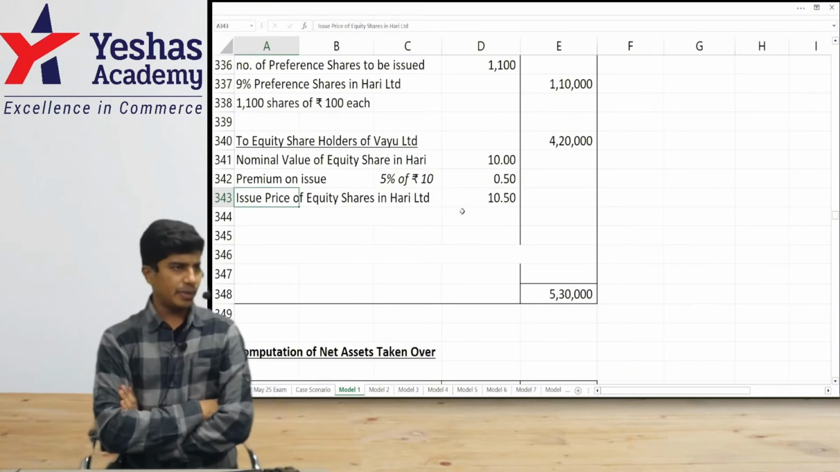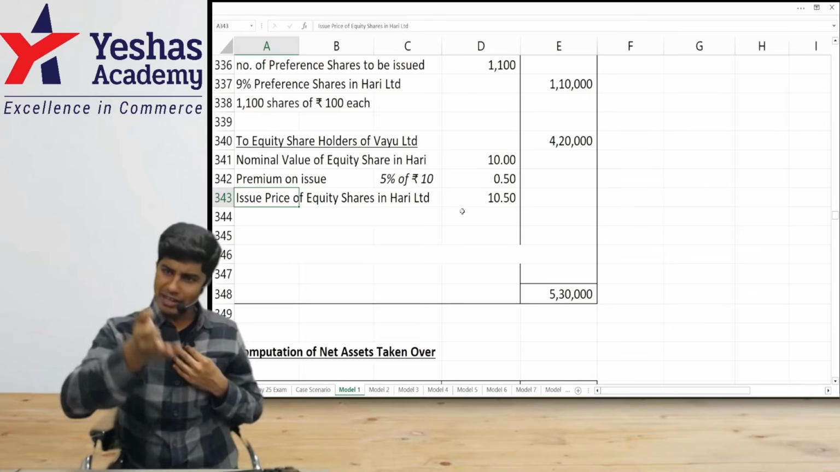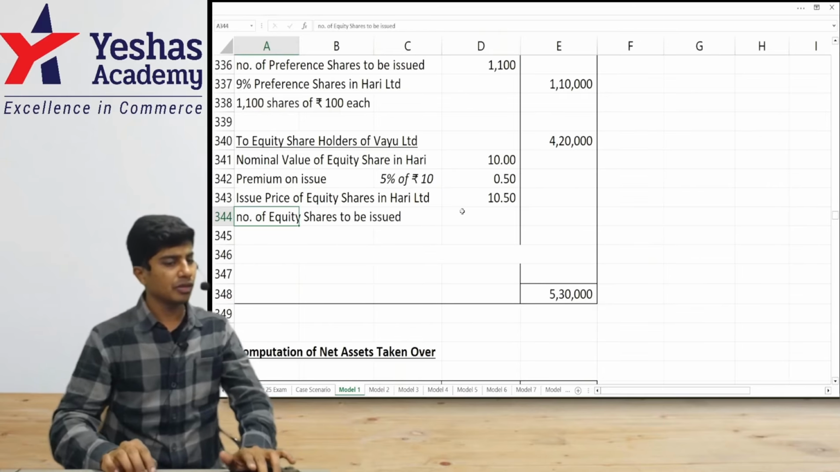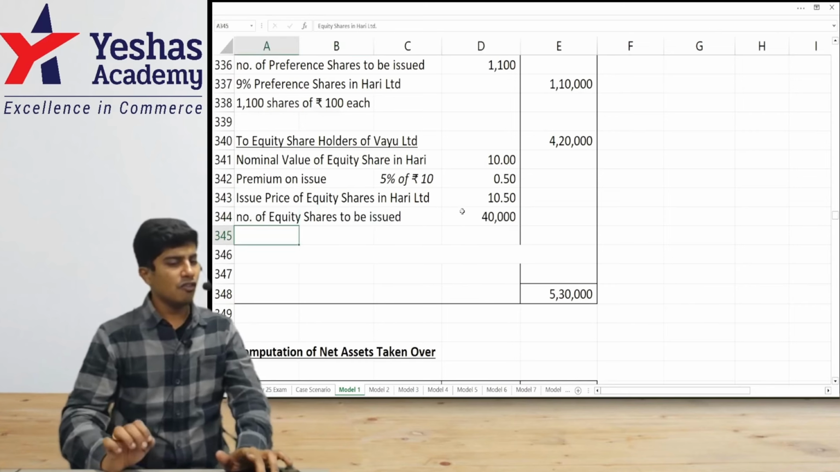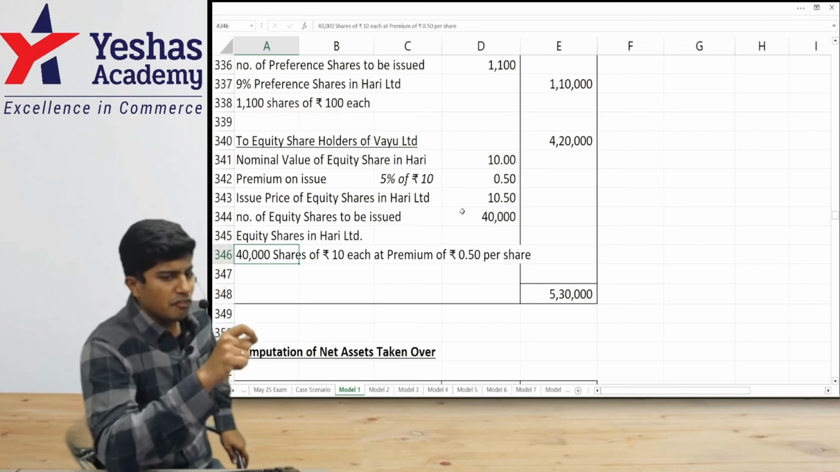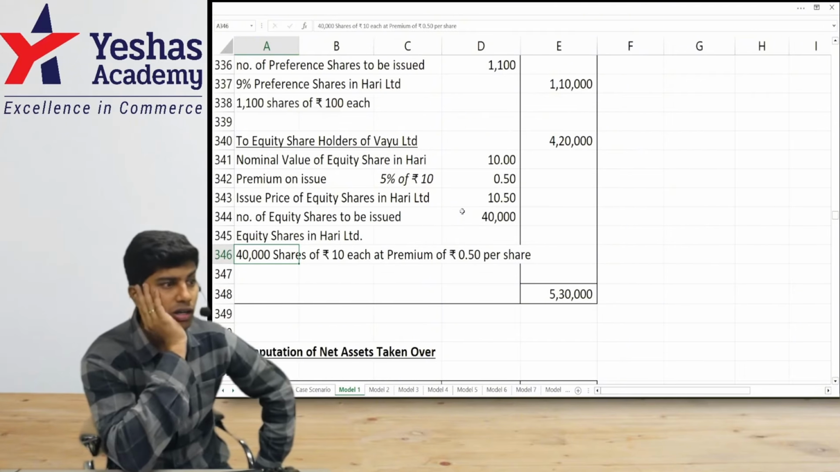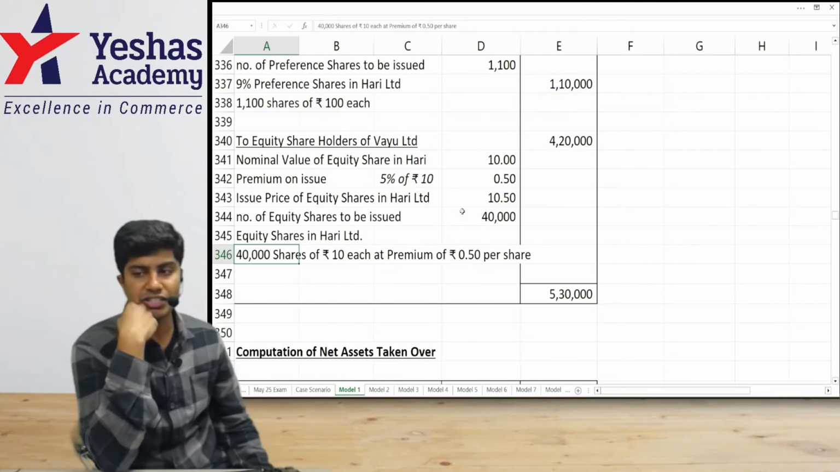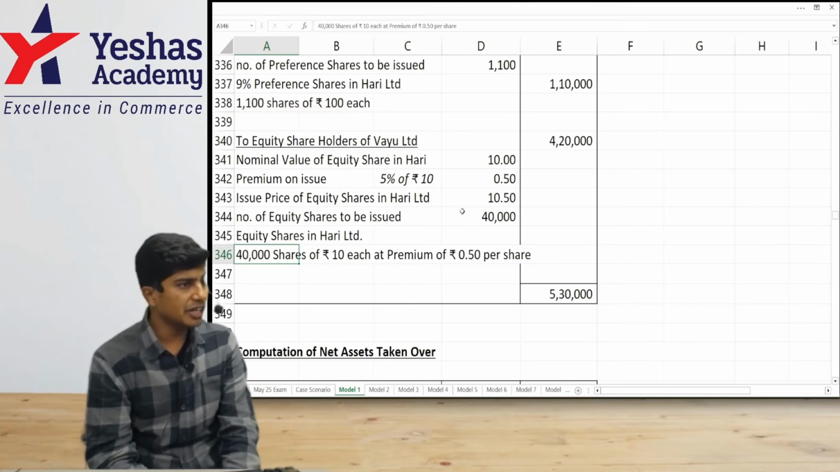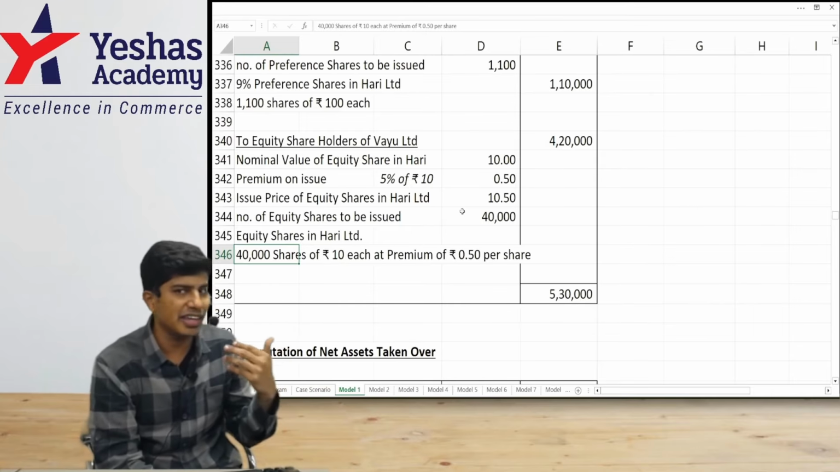Purchase consideration to be given is 4 lakh 20. Price per share is 10.5. If you divide 4 lakh 20,000 by 10.5, you will get the number of shares to be given. How many shares? 40,000. Can I say 40,000 equity shares of rupees 10 each, issued at a premium of 50 paise per share? So the equity shareholders' distribution table is ready, everything done.